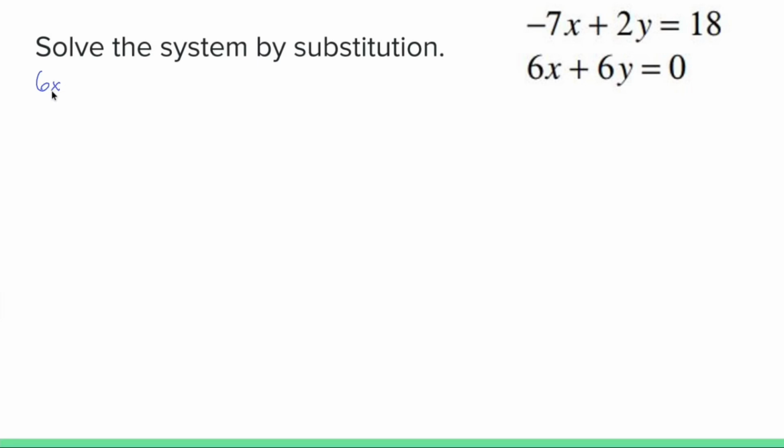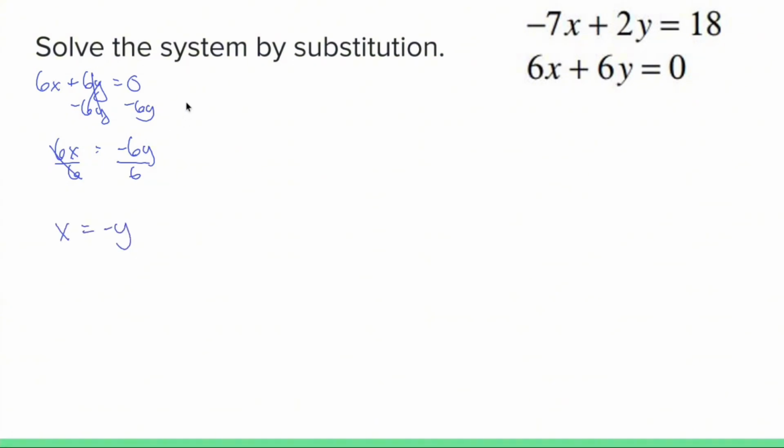So I'm rewriting the bottom. 6x plus 6y equals 0. In order to solve that for x, we have to subtract 6y from both sides. So 6x equals 0 minus 6y, which is negative 6y. And then if we divide everything by 6, this is nice, x equals negative y.